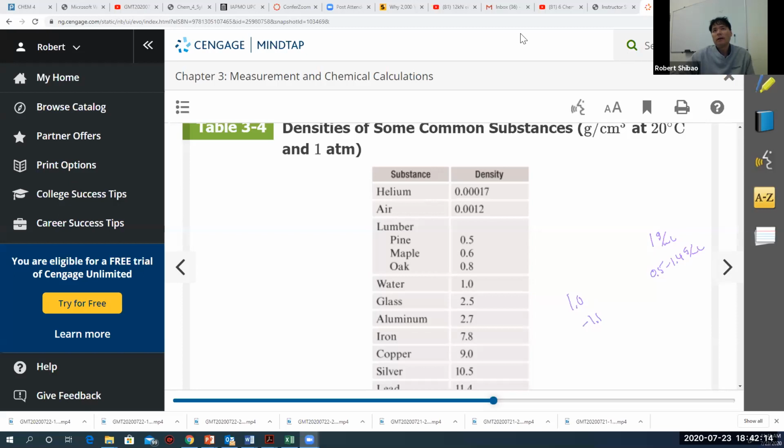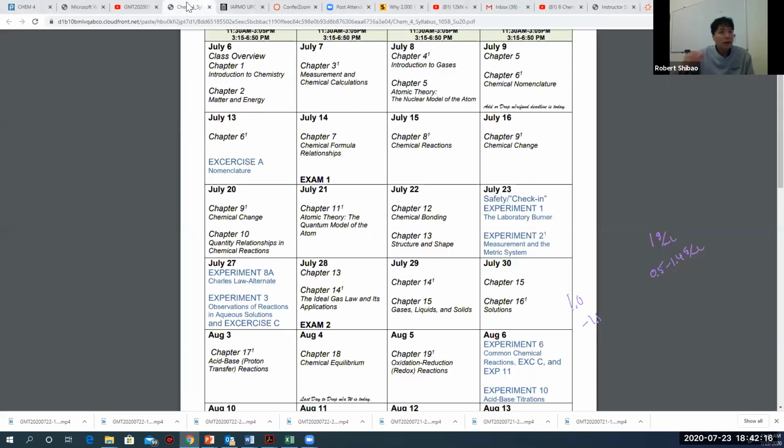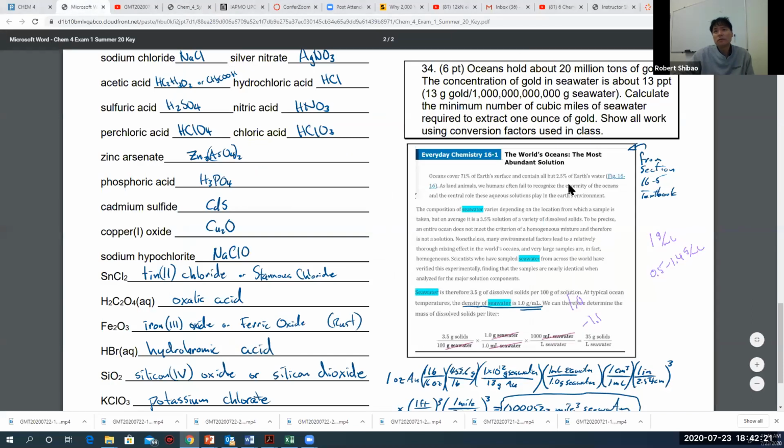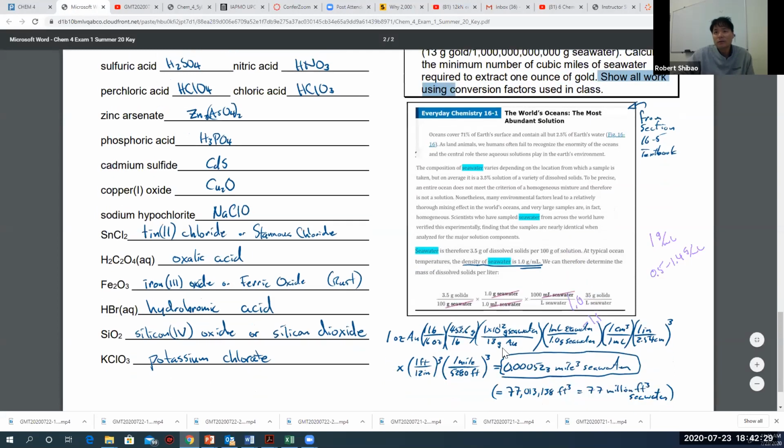Or I think I got comments about this. Actually, the intention was using conversion factors that we used in class. What I meant by that were the cubics, like these. You could find the conversion from, for example, cubic inches to cubic miles on Google. You could Google that, but I wanted to see the individual steps here.